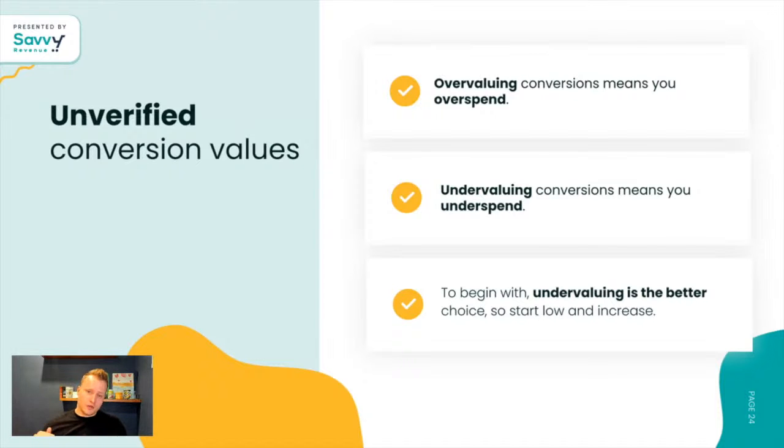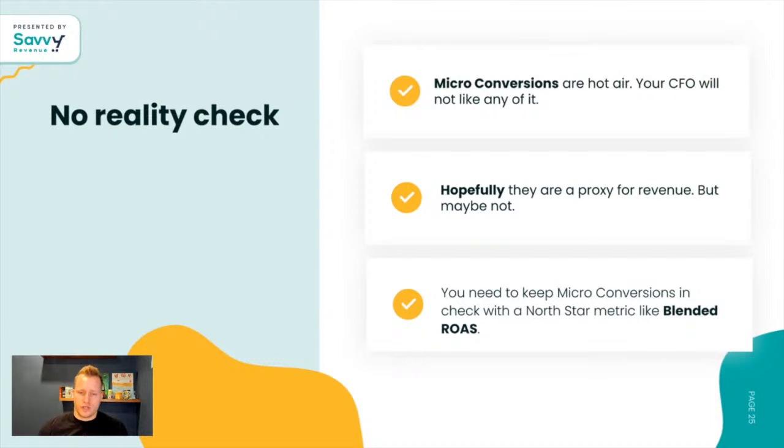But undervaluing micro conversions means that you can scale a bit and see it's working, and then try to increase the value over time. It's a much better play. It's much safer for the organization. It's much safer for you. So start low and increase.